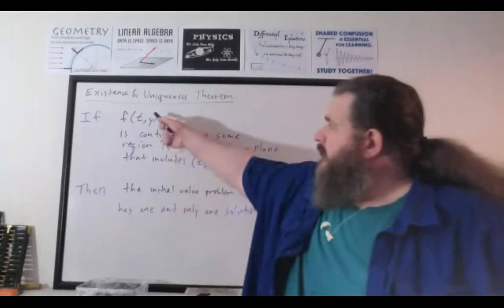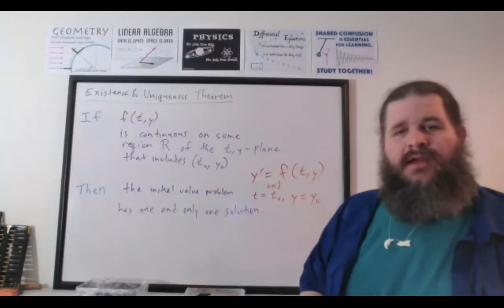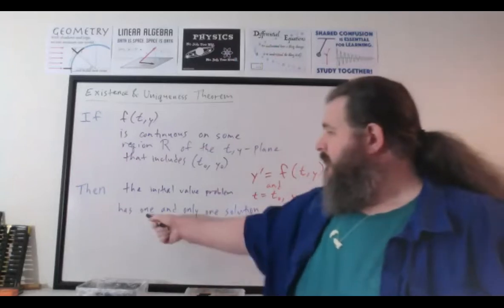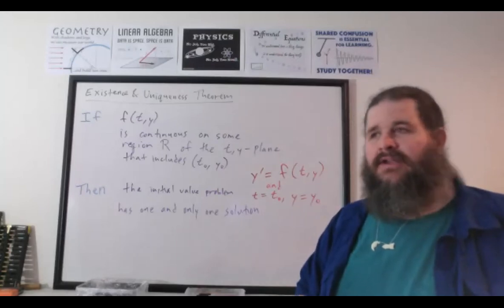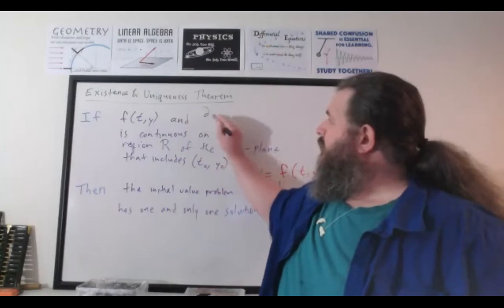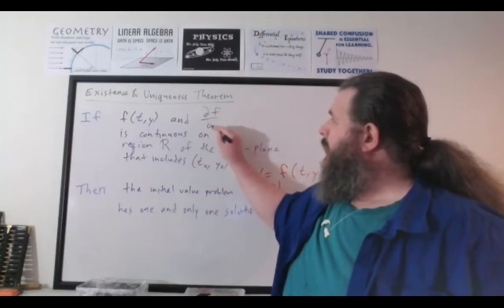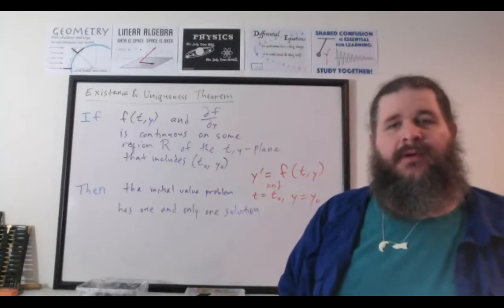So having the function itself, the y prime equals whatever, be continuous only guarantees that there is a solution. It doesn't on its own guarantee uniqueness. To guarantee uniqueness, we also need one other condition: the partial derivative of that function with respect to y. And the reason for that ultimately has to do with a certain approximation method.